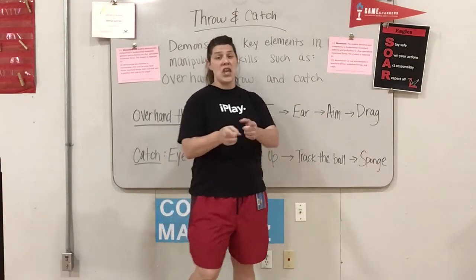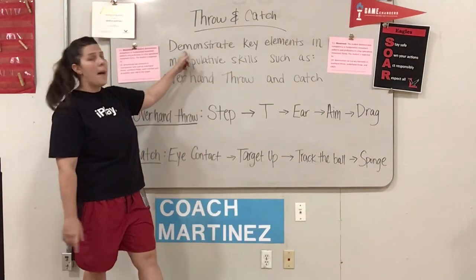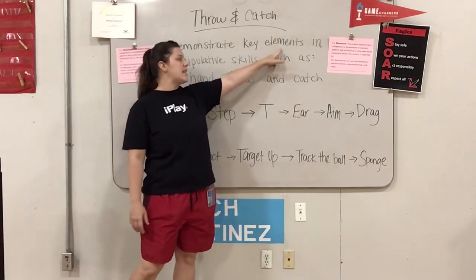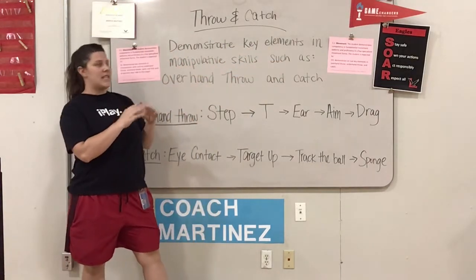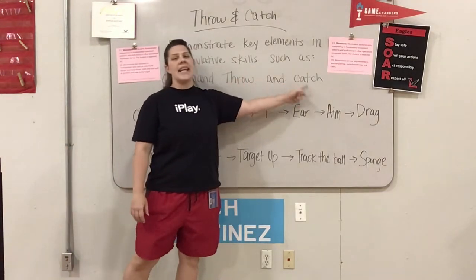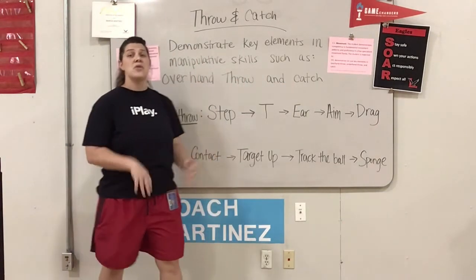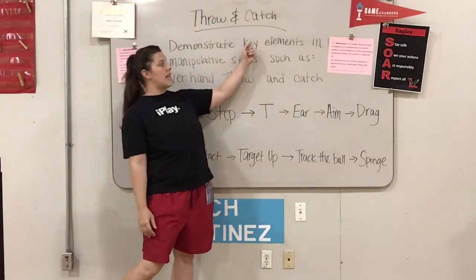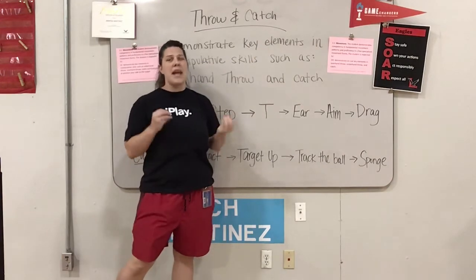Our objective says that you guys should be able to demonstrate, that means to show, key elements in manipulative skills such as an overhand throw and catching. Demonstrate means you need to be able to show those skills. And when you show the skills, you should be showing the key elements. That's like the main parts.